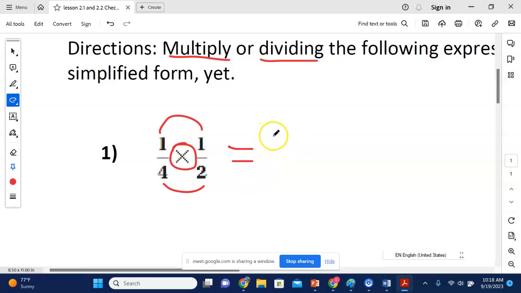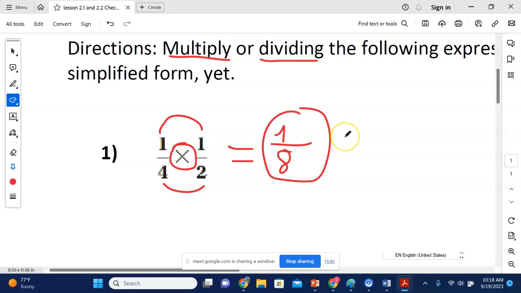What's 1 times 1? 1. All right, and then what's 4 times 2? 8. Is there anything else I can do to this problem? No, so I'll leave it alone. The answer is just 1/8.